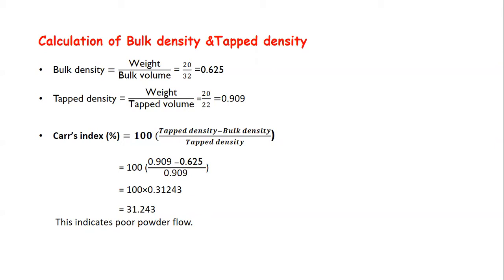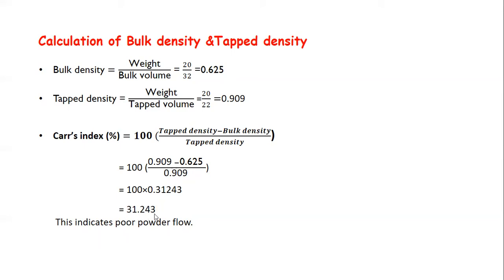Then the calculation of Carr's index or compressibility index using the values of tap density and bulk density, which we just determined and calculated. So that is 100 multiplied by 0.909 minus 0.625 divided by 0.909. So 100 multiplied by 0.31243, that is 31.243.